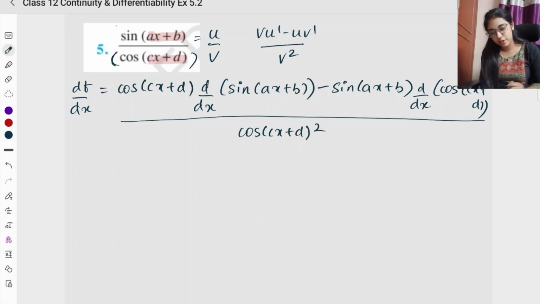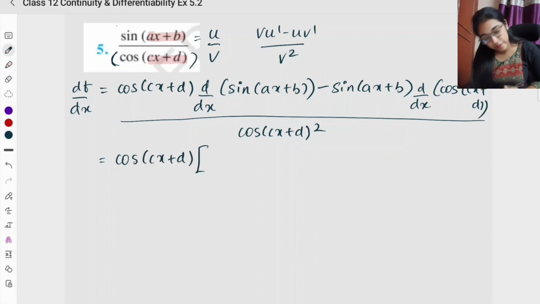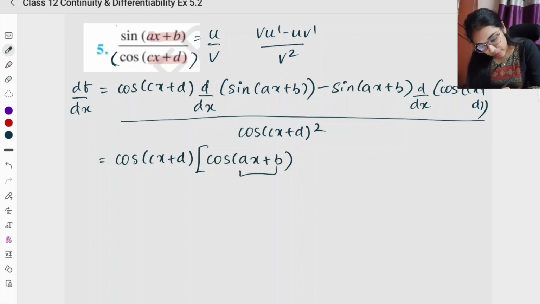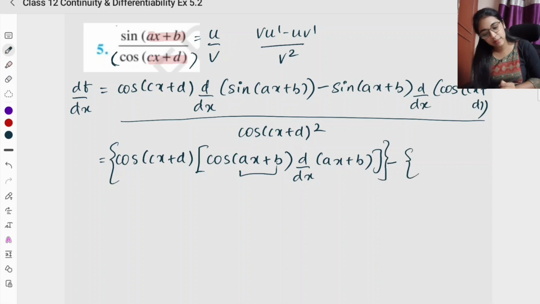Now, shall we differentiate one term? So what is my numerator going to be? Cos of cx plus d stays as it is. d by dx of sin theta. What is the derivative of sin theta? It is going to be cos theta. What is my theta? ax plus b. But my theta is not simply theta. Since it is ax plus b, I need to find the derivative of that also. So d by dx of ax plus b, minus. This term is finished. So always put a bracket. So let us put a curly bracket for this. I'm going to open a new curly bracket for the next term.